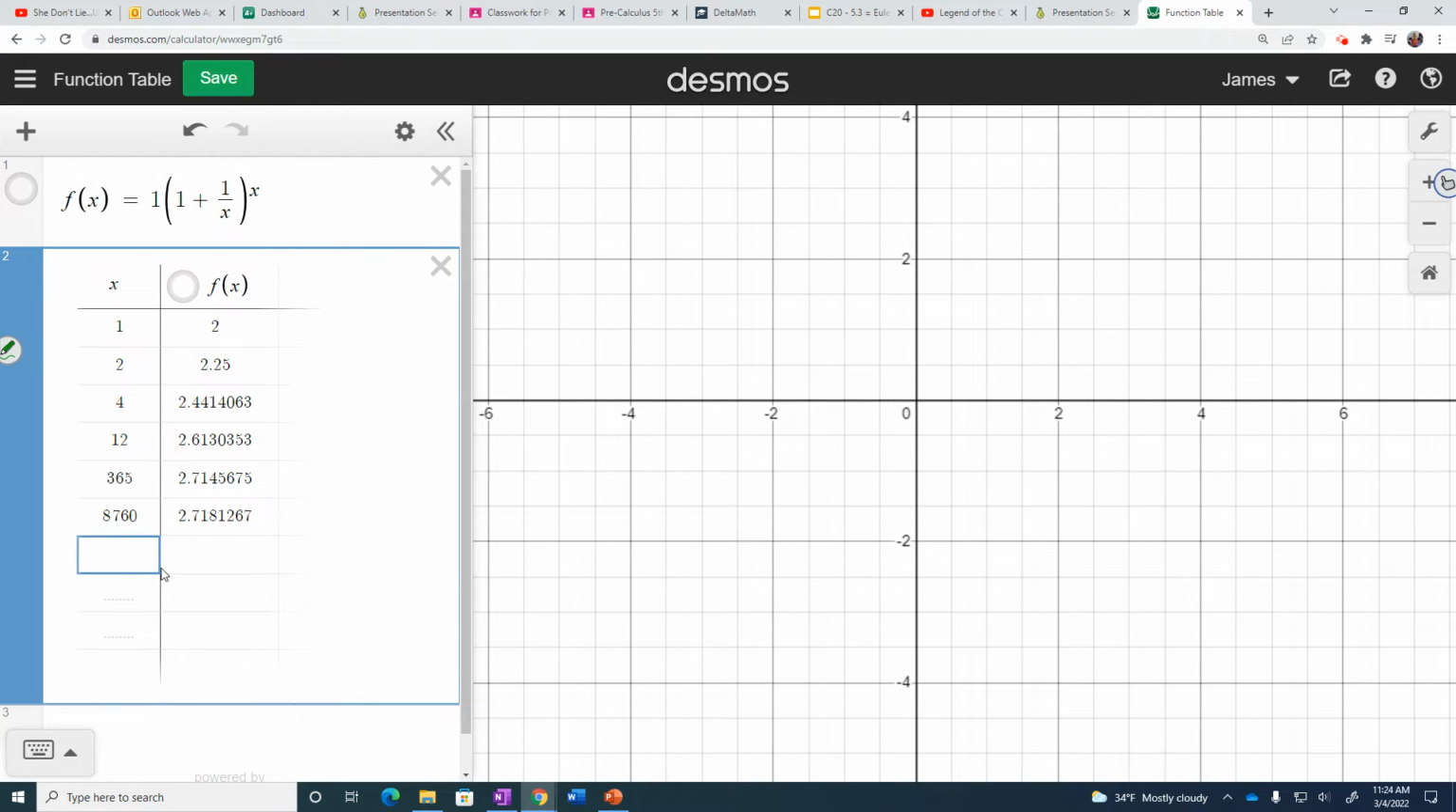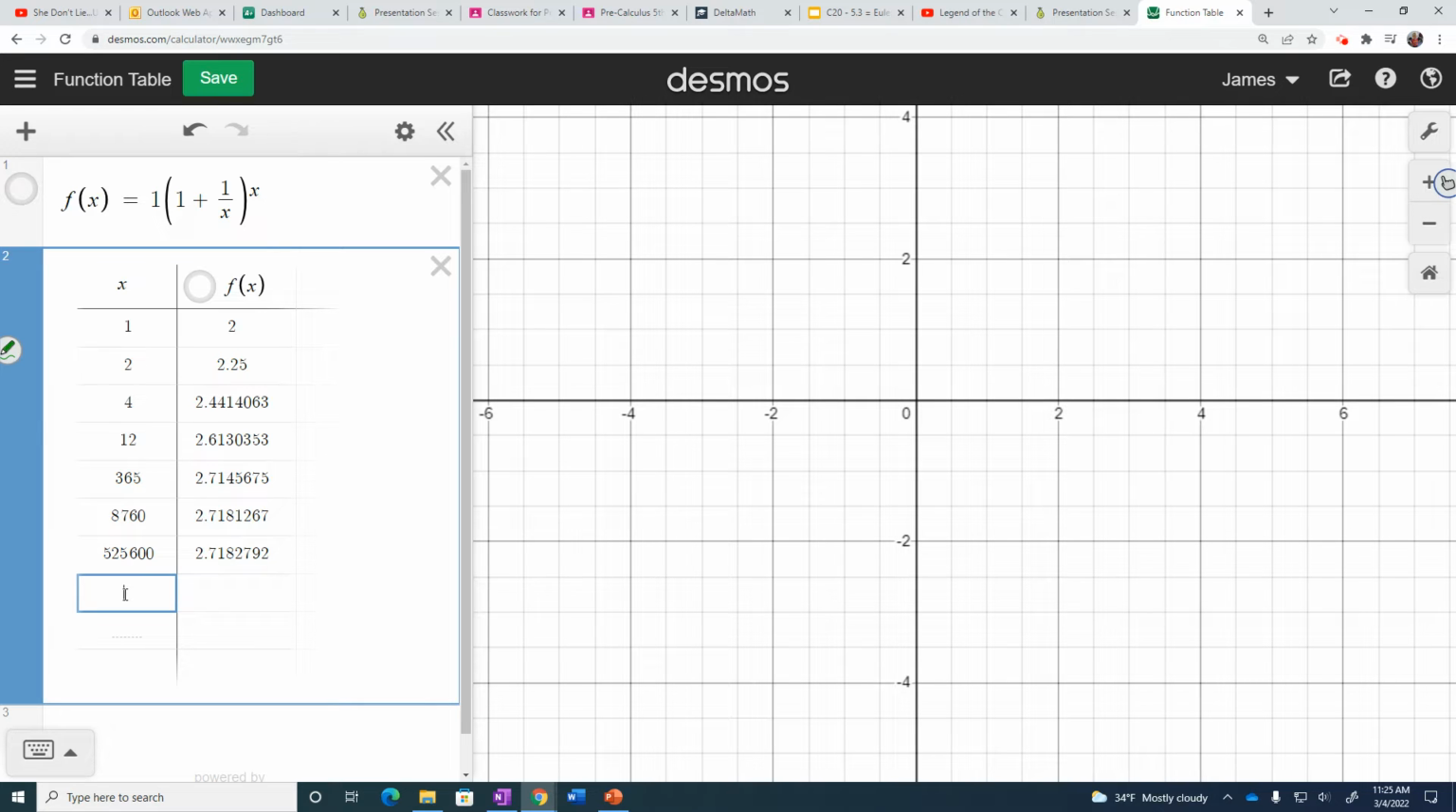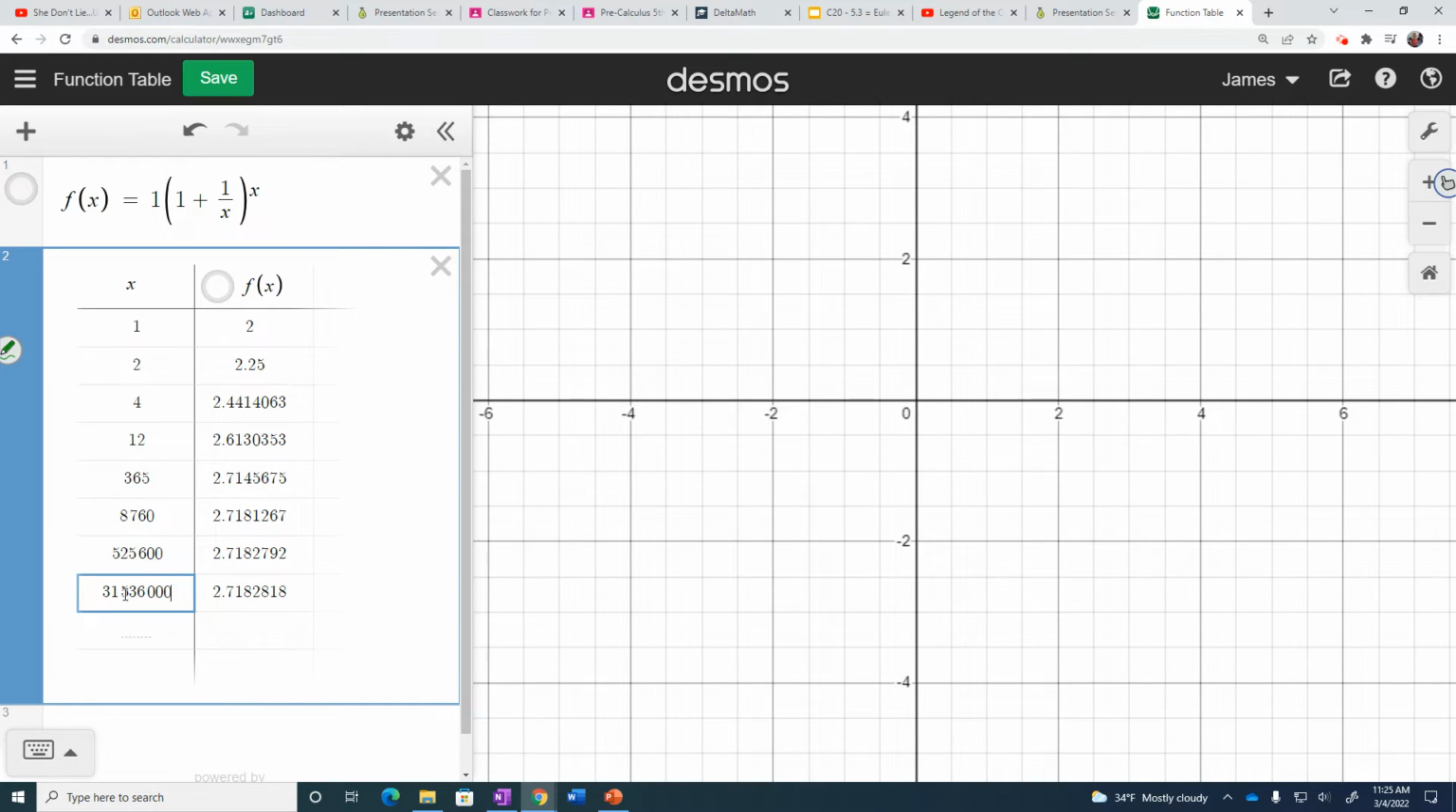And then let's say even better than that, they're going to compound it every minute. So I'm going to take that, and since there's 60 minutes in an hour, I'm going to multiply that by 60. So that means they're going to compound it 525,600 times. And let's do one more. Let's say they're going to compound it every second. So I'm going to multiply that by 60 again. And this is how many seconds are in a year: 31,536,000. All right. So what do you notice as I compound this more and more?